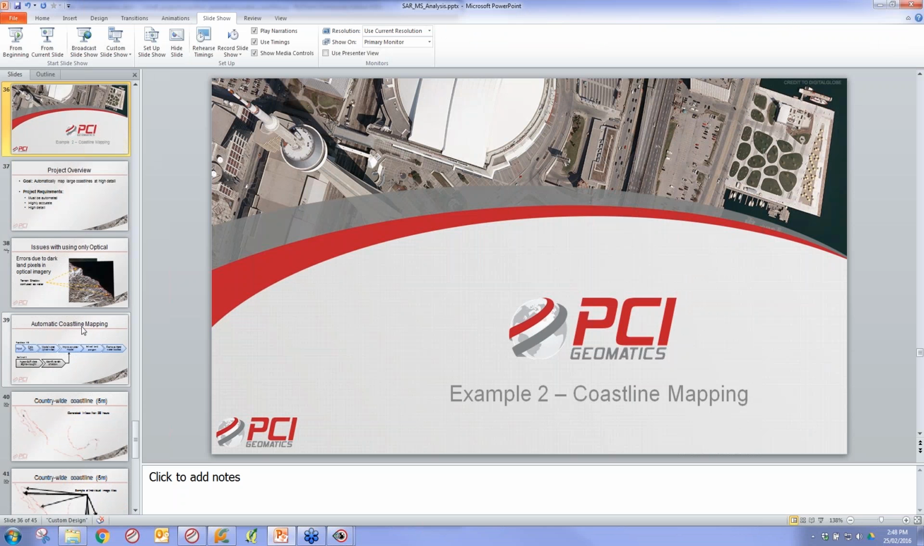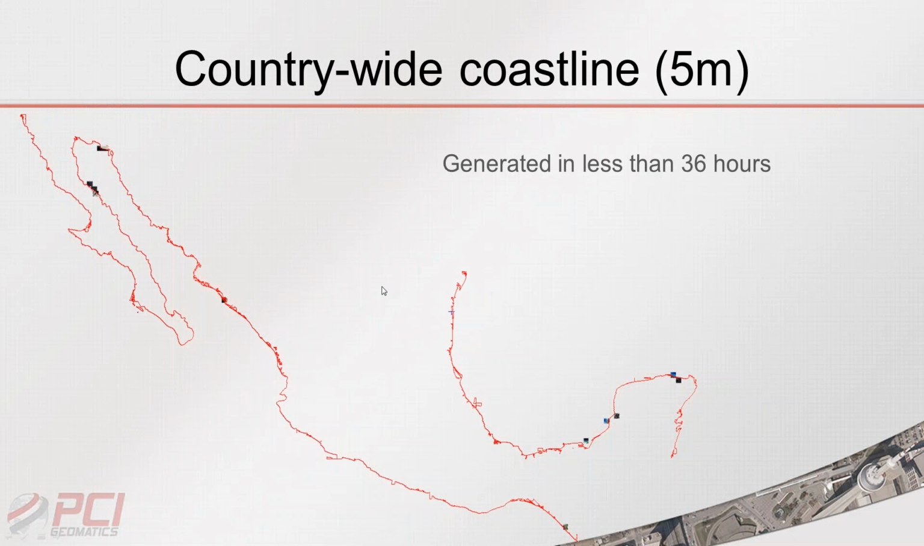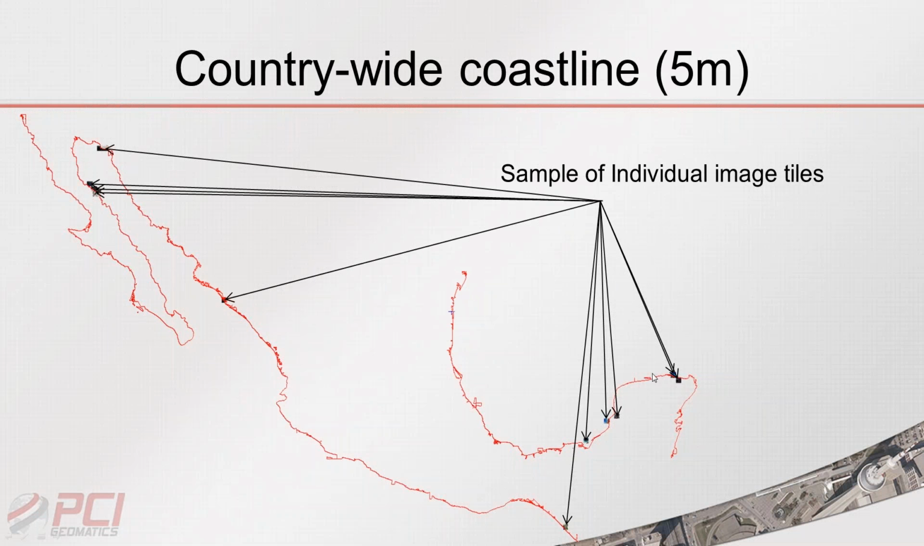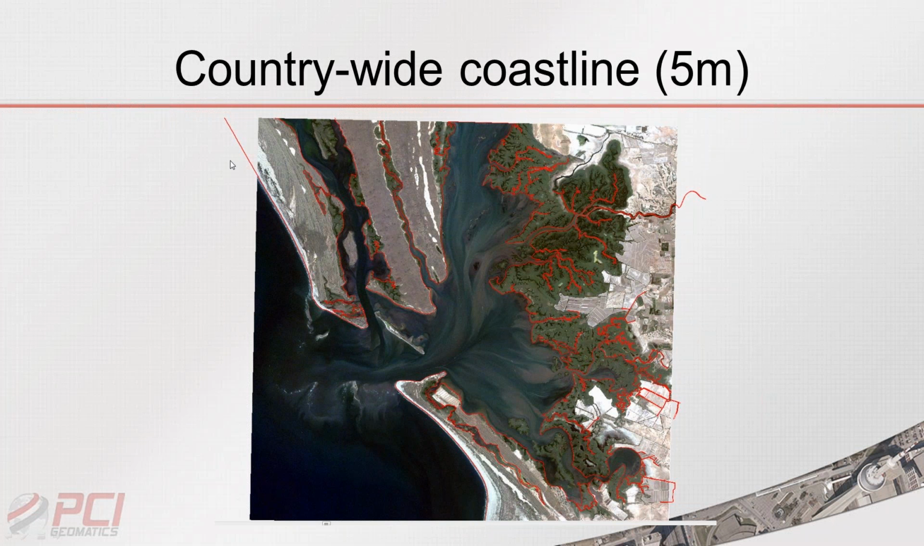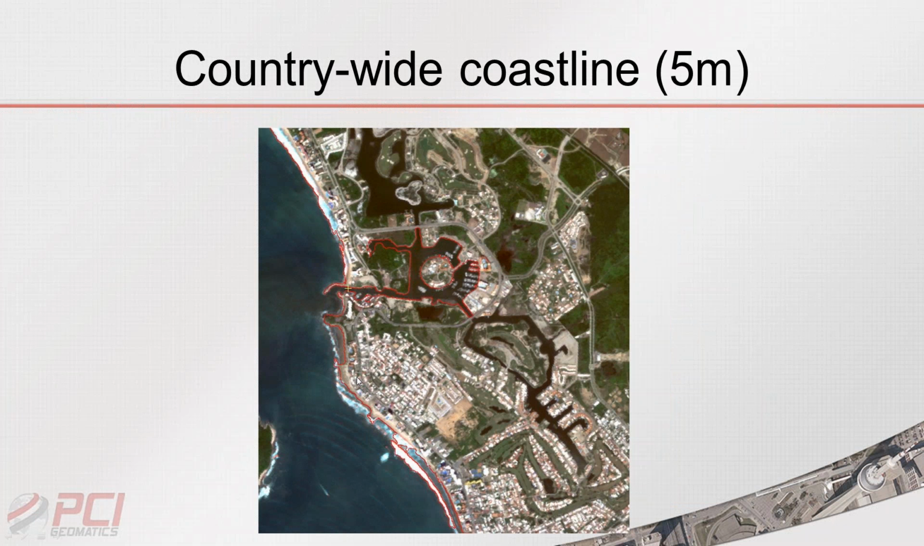And if we look at this whole coastline of Mexico, it was generated at 5-meter resolution in less than 36 hours. And these are basically just samples of image tiles that were used for the primary extraction process. If we look closely at the detail, you can see that we got very good detail along the coast. So this could be used for change detection to look at coastline erosion or rising ocean levels. You can compare it year after year to see if your coastline is changing. This is just at a 1-to-1 to show you the kind of resolution and detail that we're getting.